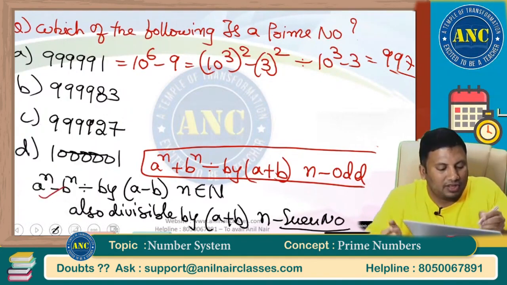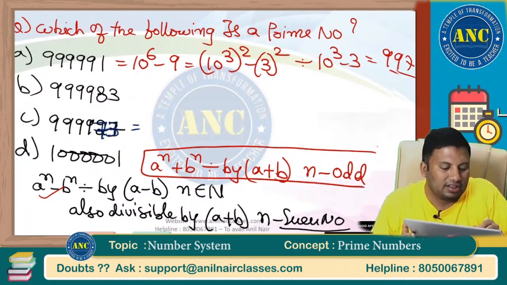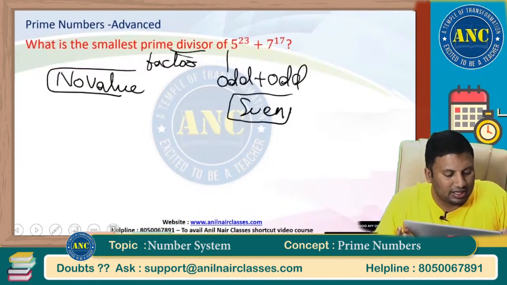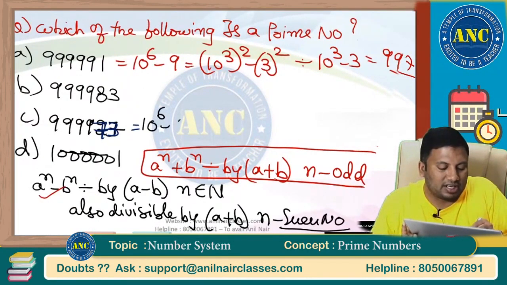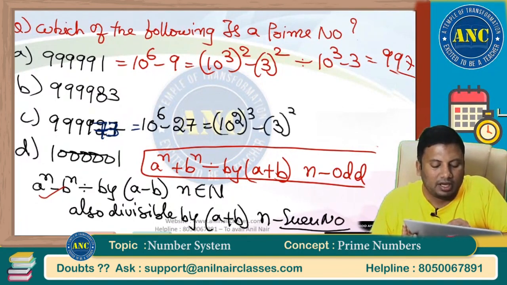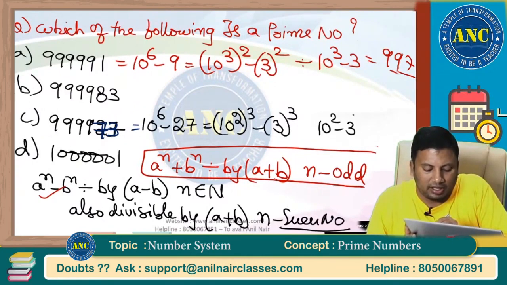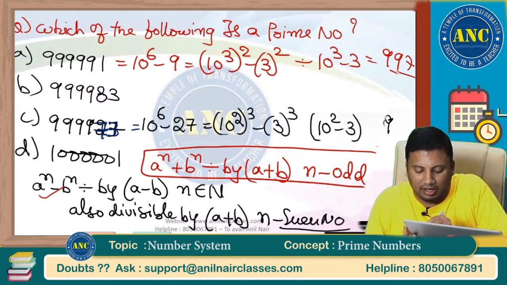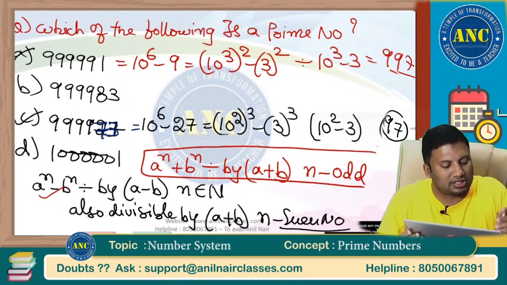Next one. These are nothing but 4 nines ending with 73. Now, see here: these are nothing but 10 power 6 minus 27, that is 10 square whole cube minus 3 cube. A cube minus b cube is divisible by a minus b, so 10 square minus 3, 100 minus 3, which is 97. These are composite.